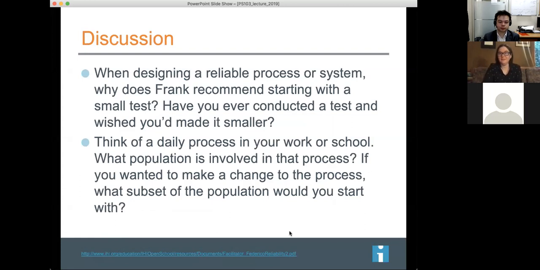If you don't get it right in your small group, there's a good chance you're not going to get it right in a larger cohort. That's right. Yeah, excellent.